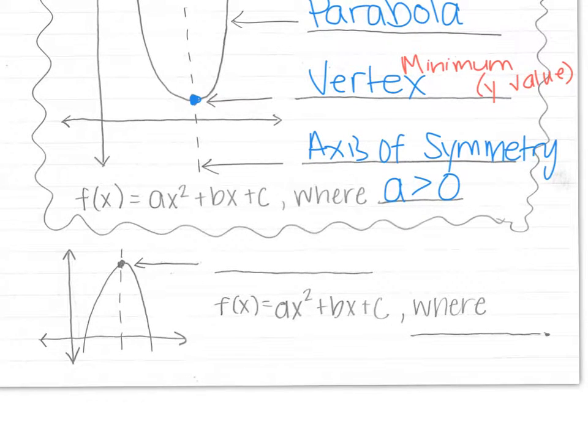So here we have a look at a parabola that is kind of flipped over. So this, again, we have our vertex. And this is what happens when a is less than 0. So when a is negative. And when a is negative, the parabola opens downward. So in that case, our vertex is a maximum value. And again, that is the y value.